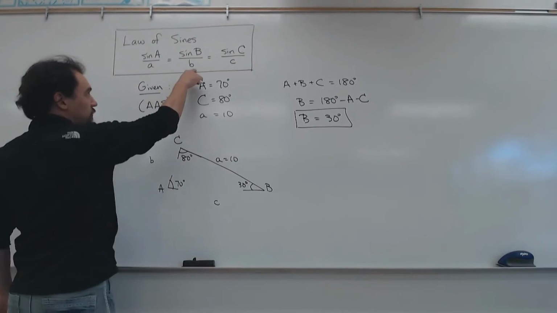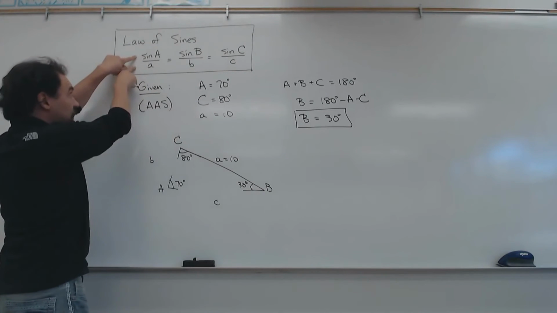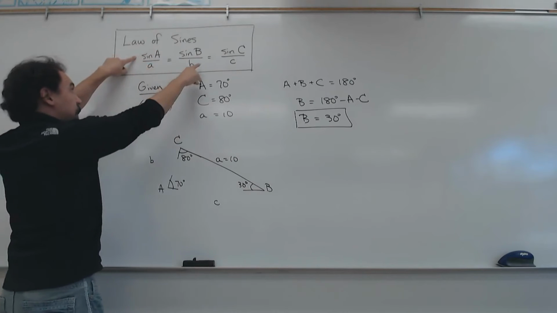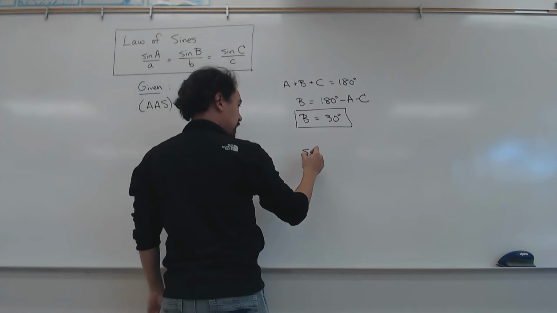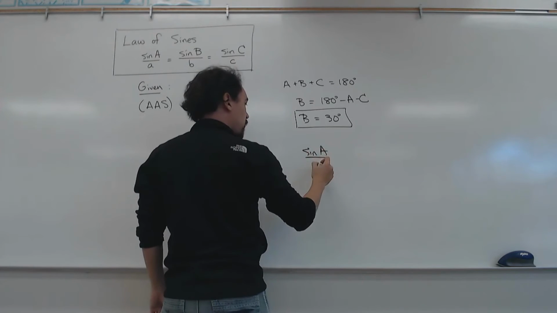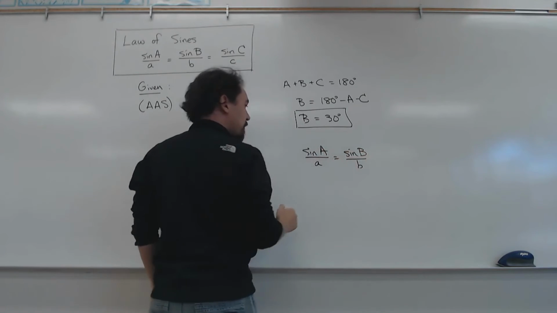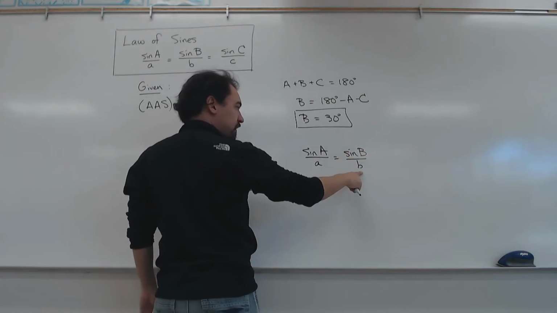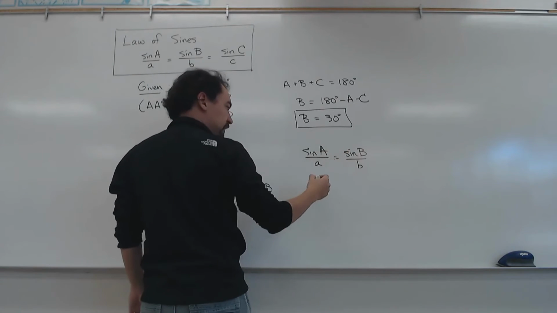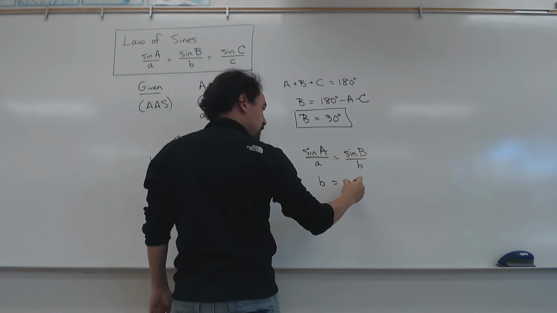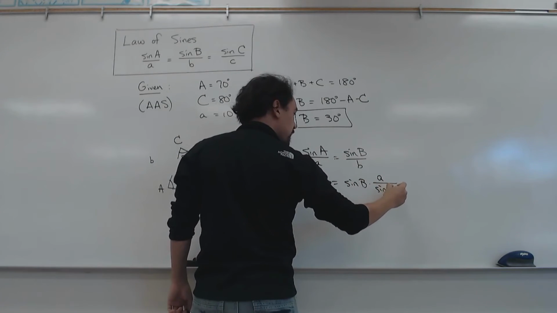In order to find lowercase b, we notice that we have a pair of information, angle A and side length a, that forms this ratio. And now we have angle B, maybe we'll write that equality down and solve it. So sine of angle A over lowercase a is equal to sine of angle B over lowercase b. And the piece of information we want is lowercase b. So we'll multiply b across, then we'll multiply by the reciprocal of this to the other side. Lowercase b is equal to sine of capital B multiplied by lowercase a over sine of capital A.